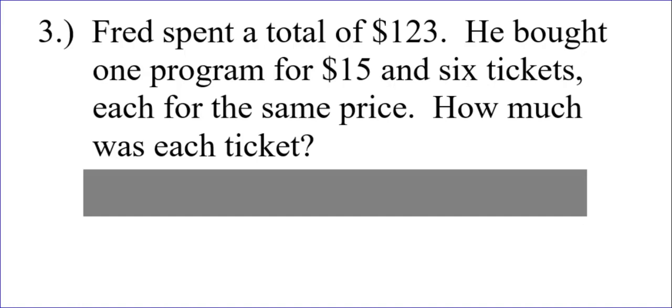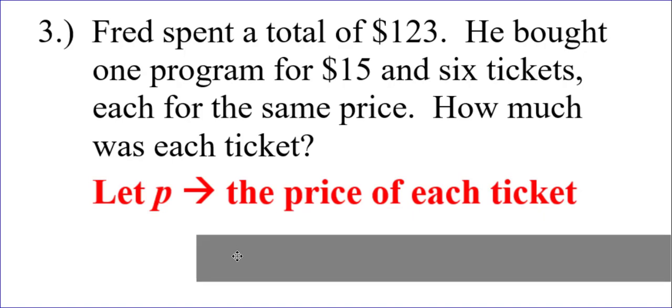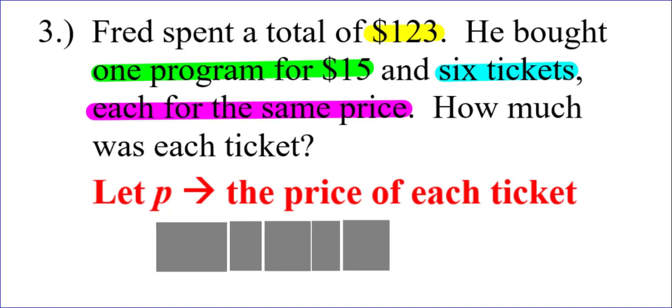All right, so once again, the part of the question that is actually asking the question will be where we define our variable from. So let's let P represent the price of each ticket. And then once again, let's break this down piece by piece and translate as we go.